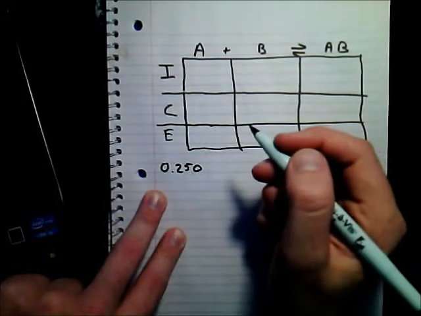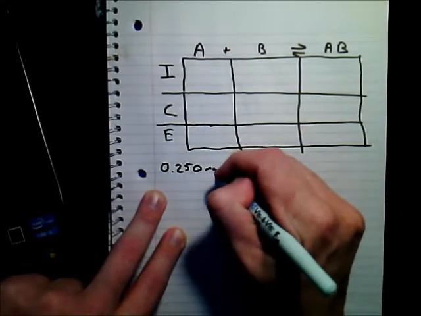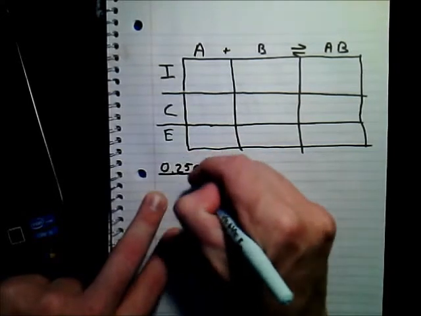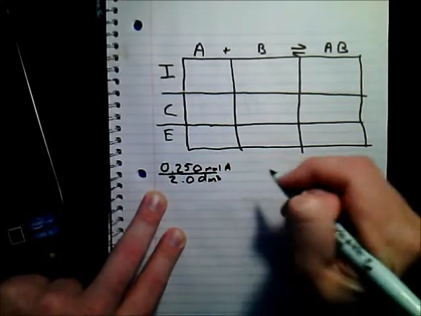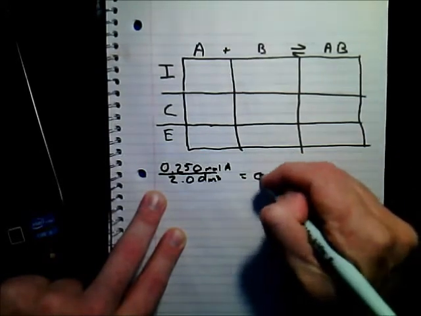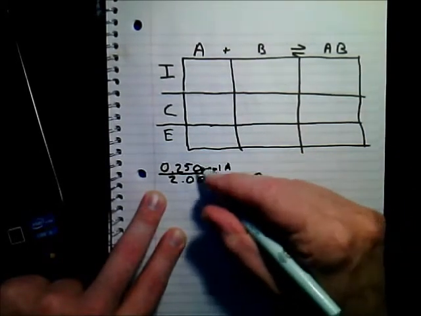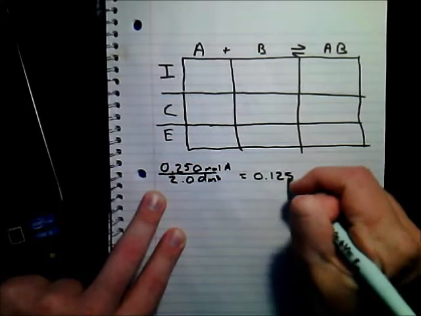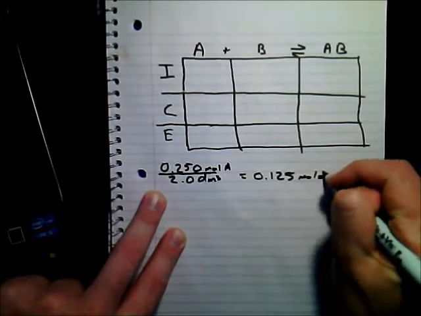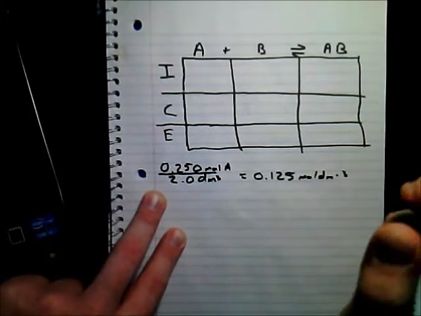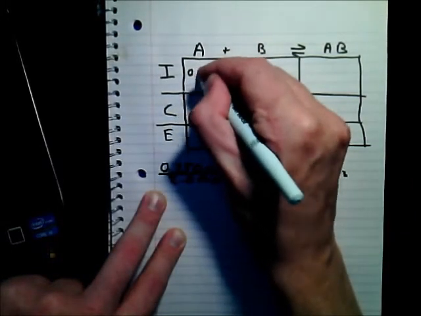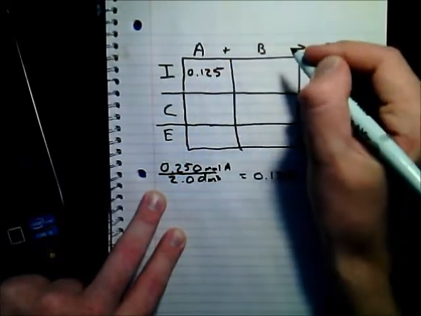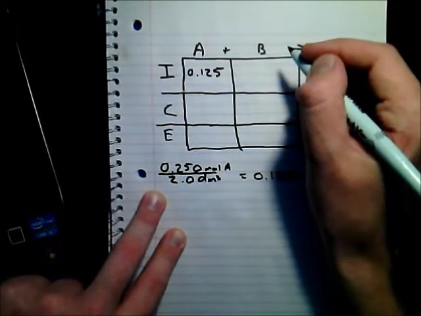So I'm going to take the number of moles of A, let's say, and divide it by the volume. And so I'm going to get a concentration of A initially: 0.250 divided by 2, that's 0.125. Concentration of A initially at 0.125 mole per cubic decimeter. So I'm going to go ahead and write that in there. Now that's my initial concentration of A.